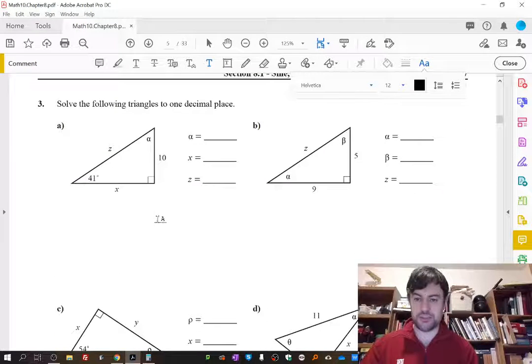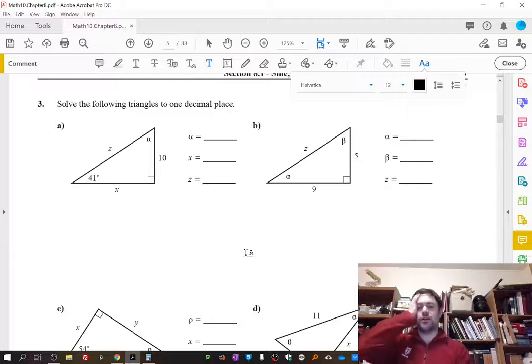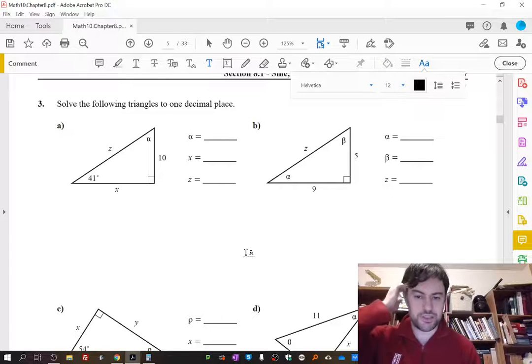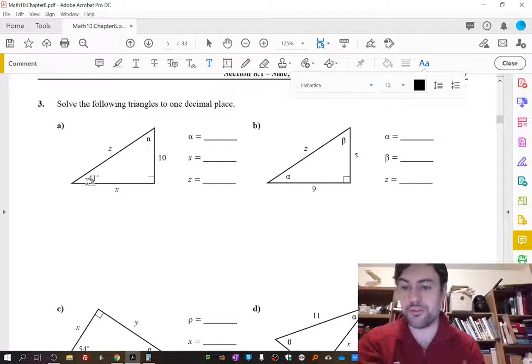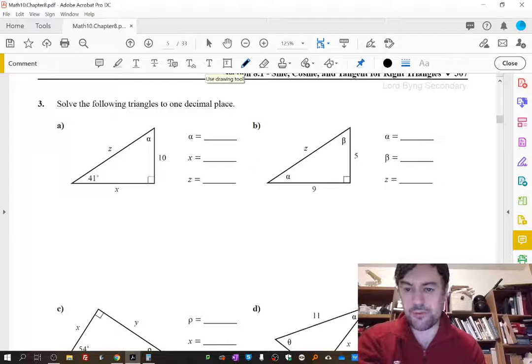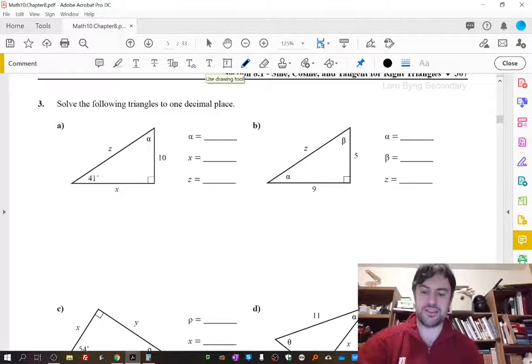For the next set of questions, for question 3, they are asking you to find a bunch of different pieces of information. So for example, here we have 41 degrees. I'll switch over to the pencil here. They have 41 degrees in this corner, and they're asking what is alpha. You know this side is 10, and then we're trying to find x and z as well.